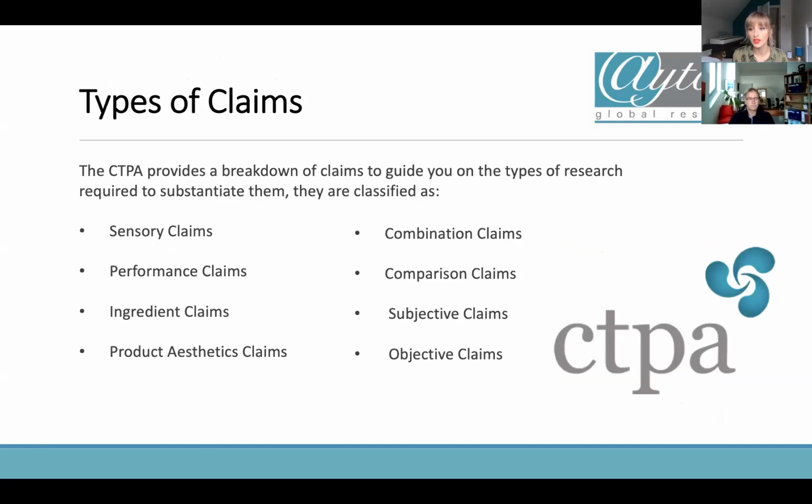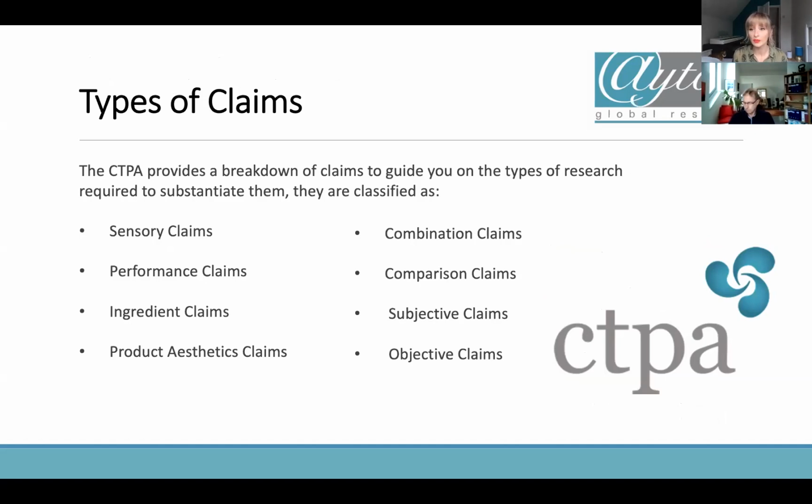There's also different types of claims that I want to touch on, and there's different kinds of evidence that you need to support each one. So things like sensory claims and product aesthetic claims are all to do with things like the fragrance, the look, the feel of the product. I like the way the product looks. I like the fragrance of the product. Those kinds of claims.